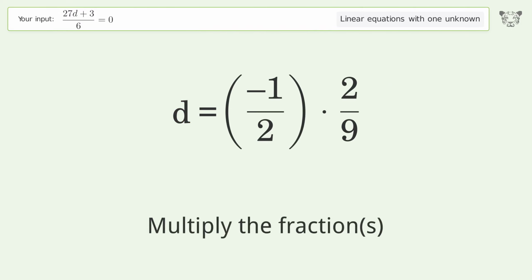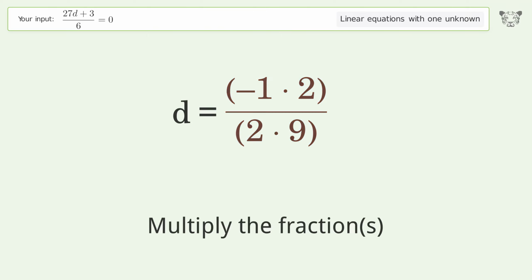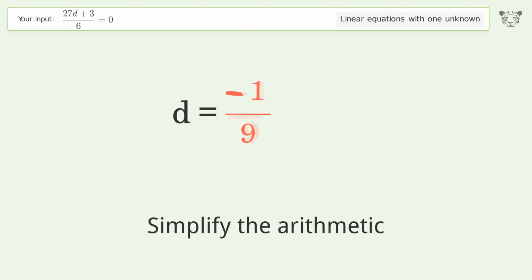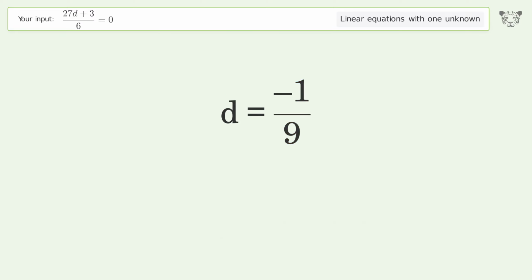Multiply the fractions. Simplify the arithmetic. And so the final result is d equals -1/9.